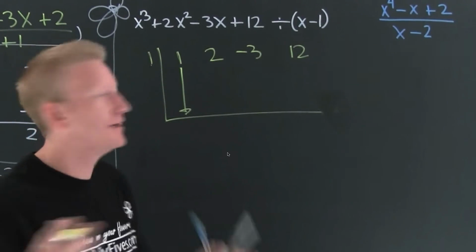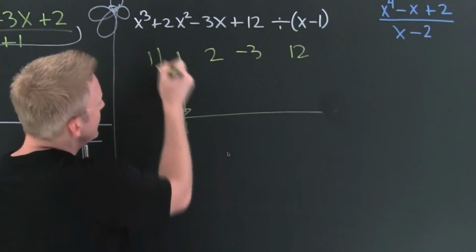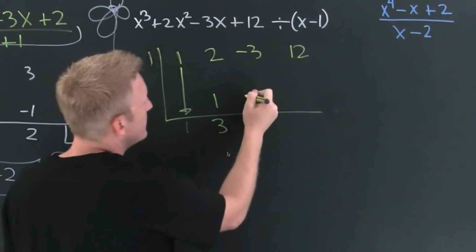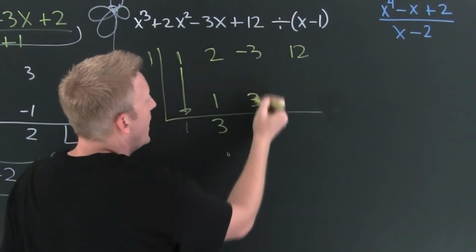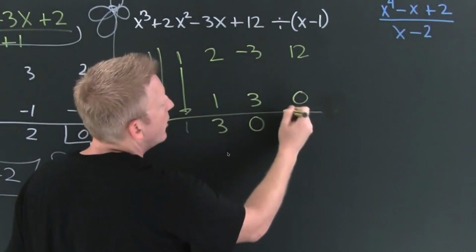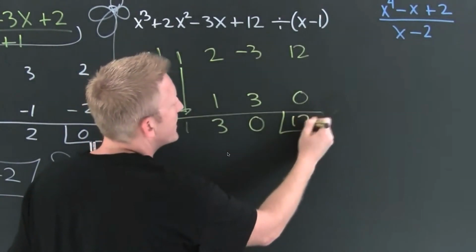No, she wasn't, really. Here's a 1. This one times that one, put it there. That's a 1. 2 and 1 is 3. This one times that one, put it there. That's 3. Then add: none. This one times that one, put it there. 0. Add, and you got 12.